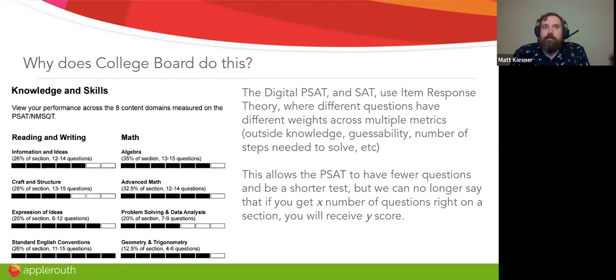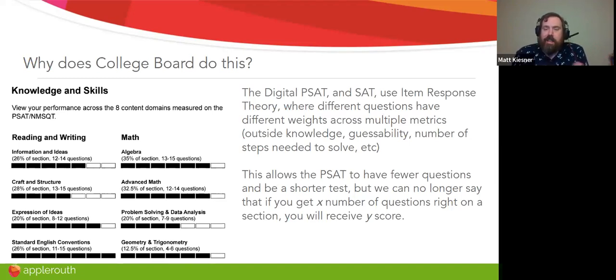you that feedback. I know that that's a frustration with this, but that's how the digital PSAT and digital SAT will be. They're not going to provide feedback on which questions you missed. You're not going to get to see the test again. This is the choice that they've made. And you cannot say that if you get X number of questions right, you'll get Y score on there.